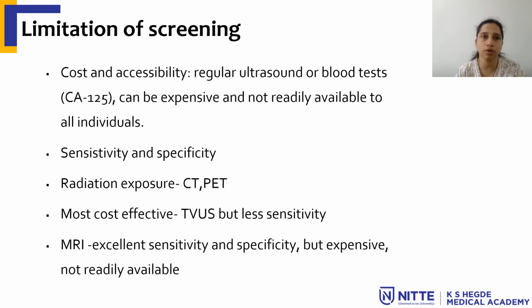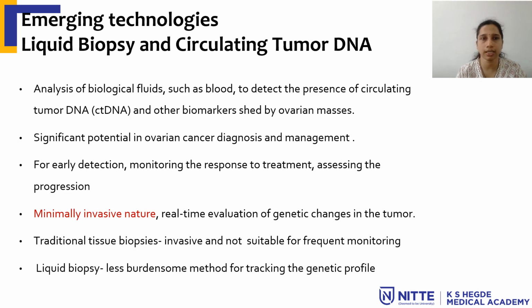So what are the limitations of screening? Cost and accessibility are the main limitations, like CA125 or regular CT or PET scan. The cost factor is important and accessibility is also important. In addition, CT and PET have radiation exposure also. As screening requires repeated investigation, they are not indicated. So the cost effective investigation is transvaginal ultrasound. MRI has excellent sensitivity, but it is not usually indicated because it is expensive.